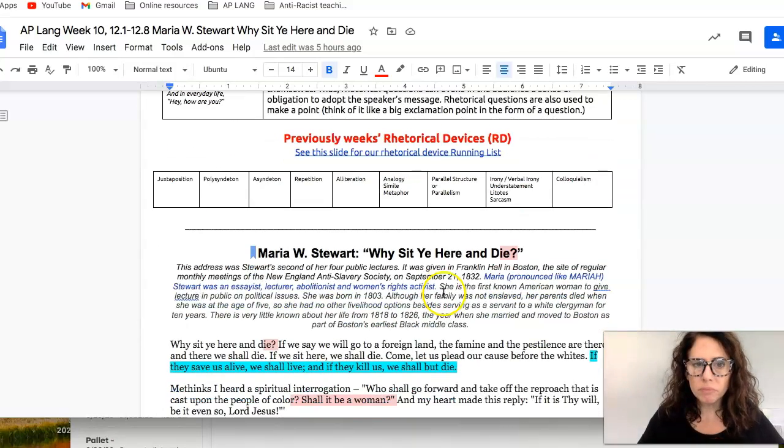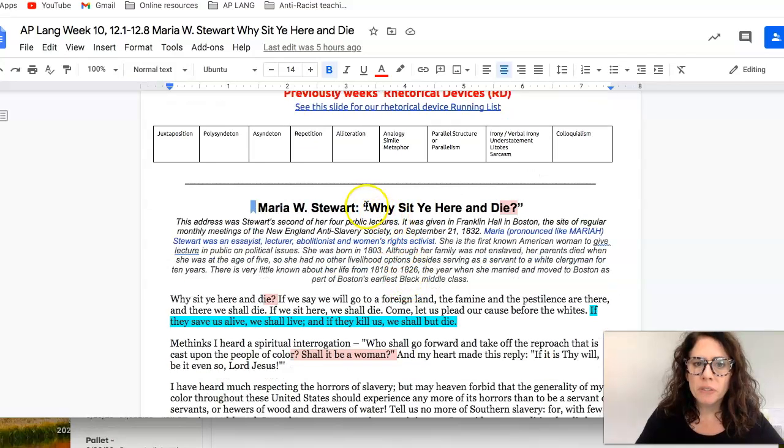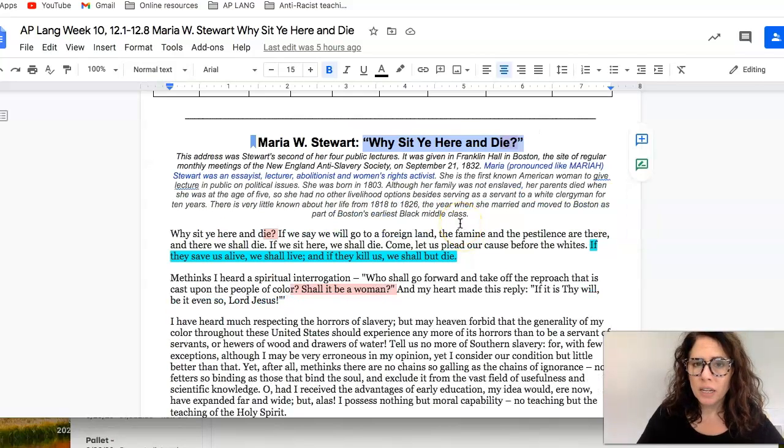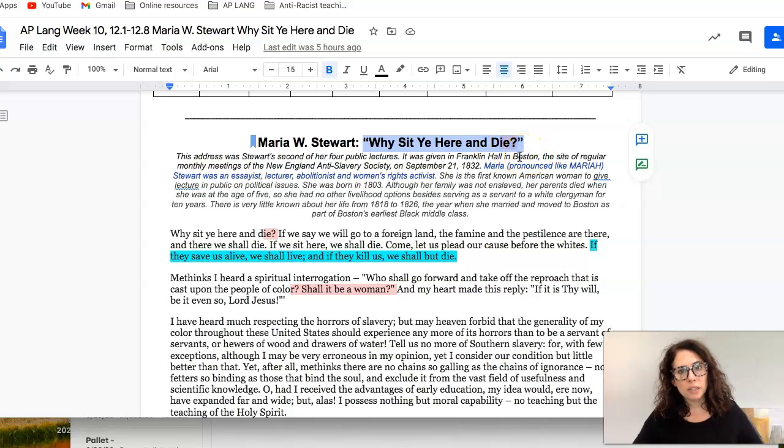So the first thing I'm going to sit with here, actually sit is in the title, but the first thing I'm going to look at here is the title. And immediately I noticed that we are working with an English language that is not of contemporary style. And I'm also noticing it's a question. And so it is, why sit ye here and die?